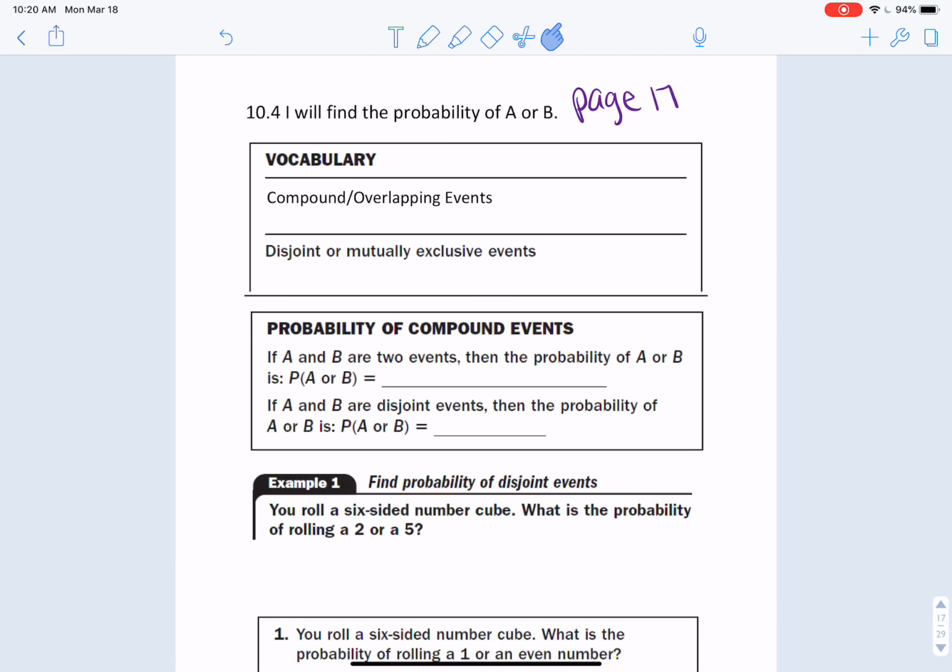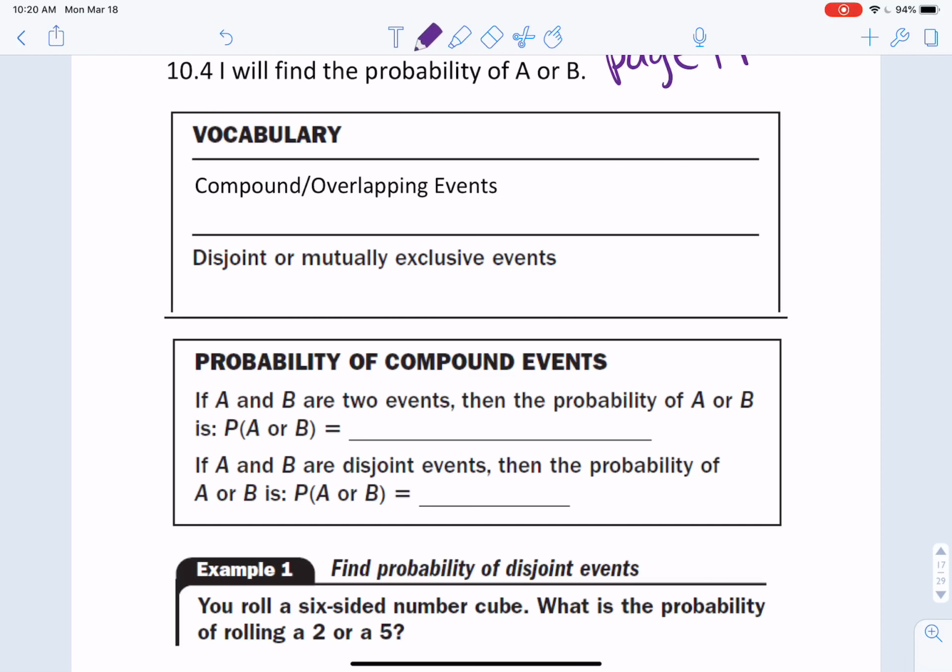Hey everybody, this is section 10.4 on page 17. We are going to be talking about finding the probability of A or B. So there's a couple definitions we can talk about first.